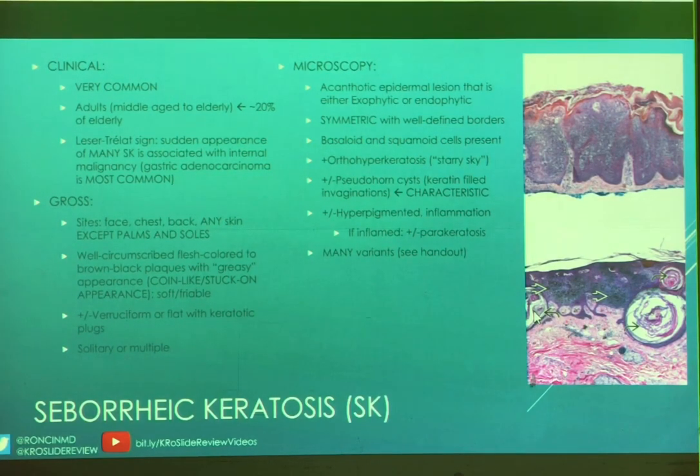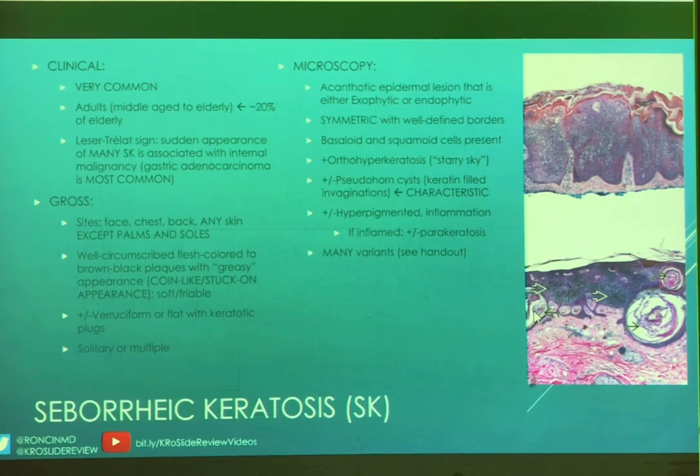They occur in middle-aged to elderly patients. In fact, they occur in about 1 in 5, and we also learn all the time in medical school and again for our boards, RISE exams, etc., the Leser-Trélat sign, which is many seborrheic keratoses appearing all at once, and that's a sign of internal malignancy, gastric adenocarcinoma being the most common. So these tend to occur anywhere except the palms and soles.